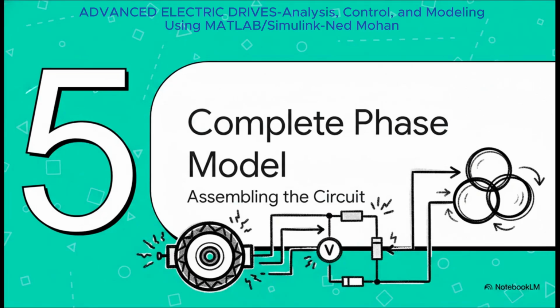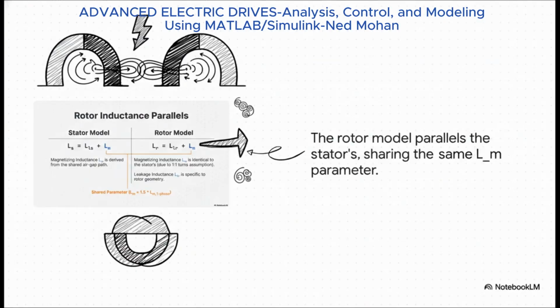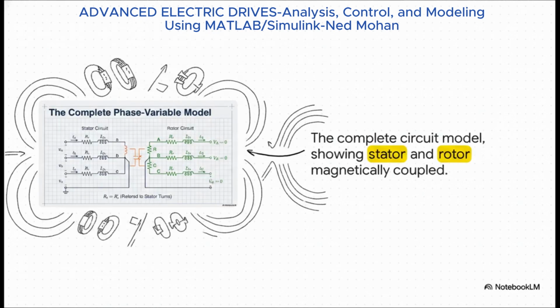So, with our stator modeled and this new equivalent rotor model established, we finally have all the pieces we need to assemble the complete circuit representation of the entire machine. And what's really cool is this. Because that magnetizing flux path through the air gap is shared, the Lm we figured out for the stator is the exact same Lm for our new equivalent rotor. The only new term we need is the rotor's own specific leakage inductance. And there it is, the whole shebang, the complete phase variable model. Every single inductance parameter you see in this circuit is something we've just derived from first principles, starting from the machine's actual geometry. This circuit is the foundation for everything that comes next.